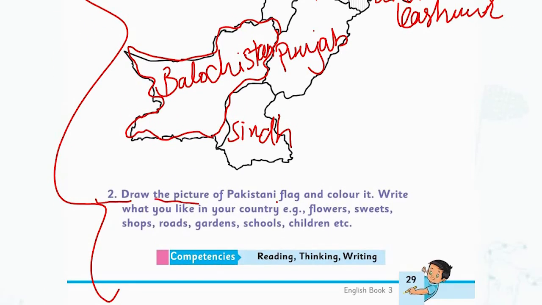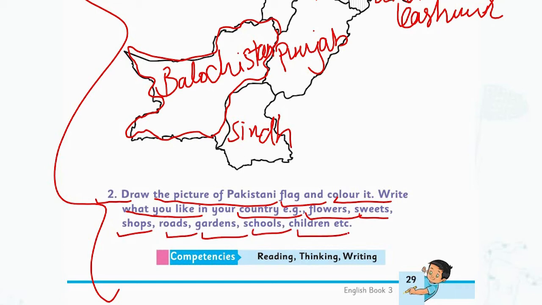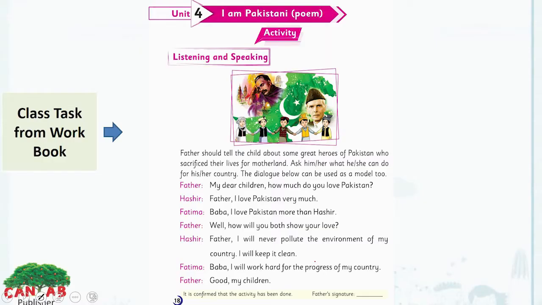Question 2. Draw the picture of Pakistani flag and color it. Write what you like in your country, for example, flowers, sweets, shop, fruits, gardens, schools, children, etc. All the foods, flowers, sweets, whatever you like of your country, you can write about it and draw the flag of it and color it. This is your class task from workbook.